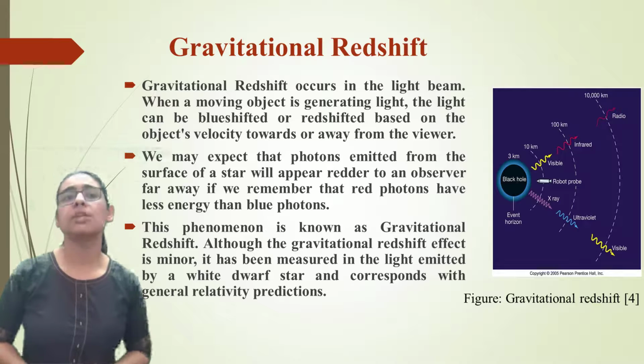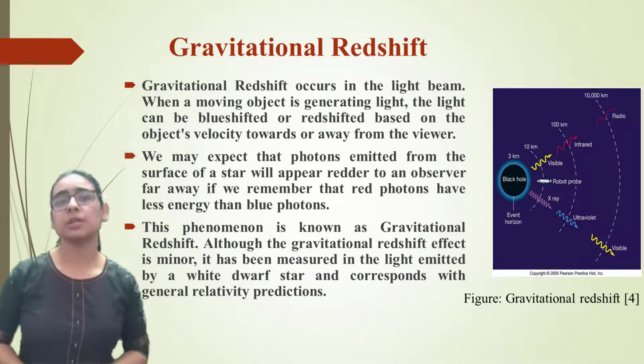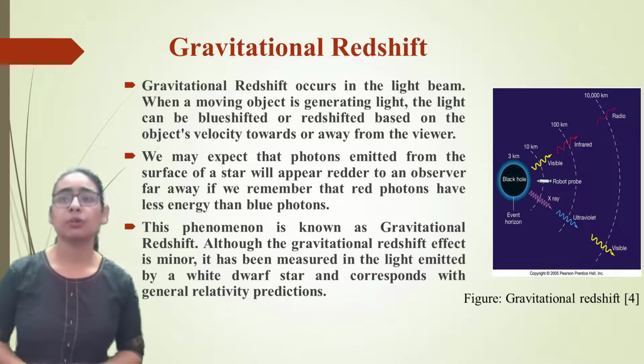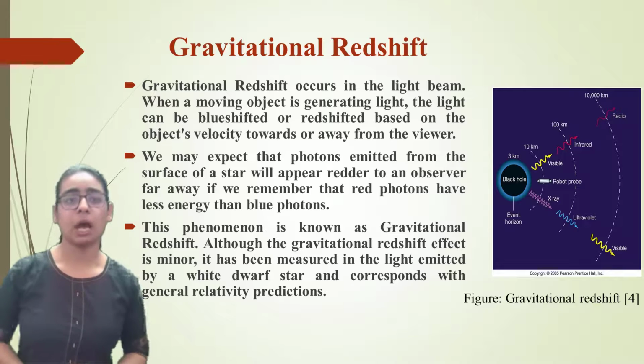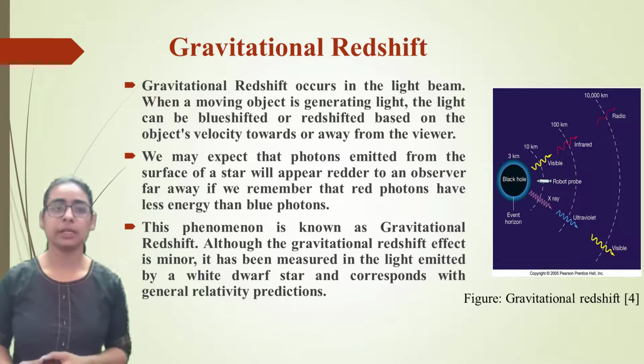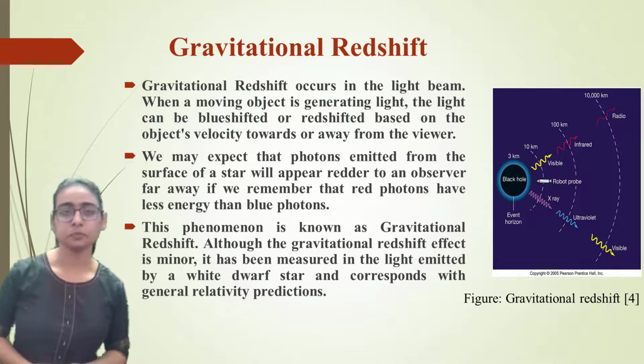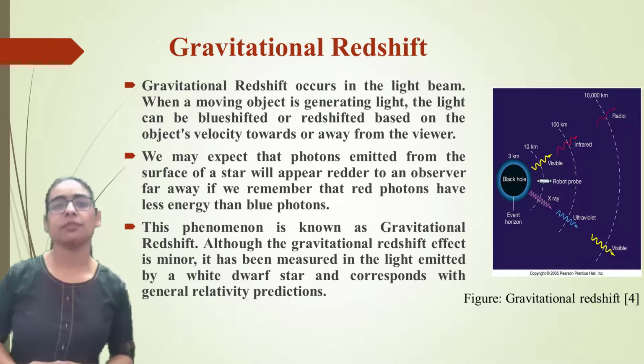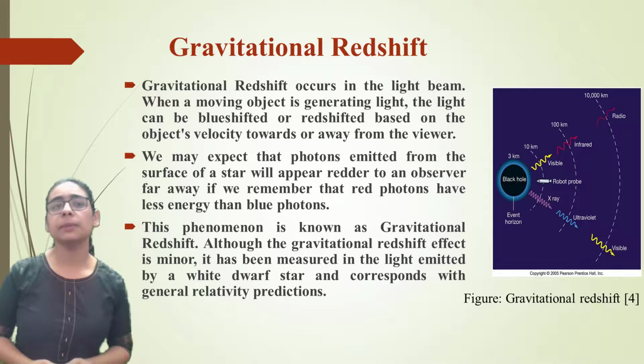To depart a planet, a star, or a region around a black hole, light emitted from deep within a gravitational well must work against gravity. The photon must convert kinetic energy into gravitational potential energy as it travels from the planet. We may expect that photons emitted from the surface of a star will appear redder to an observer far away, if we remember that red photons have less energy than blue photons. This phenomenon is known as gravitational redshift. Although the gravitational redshift effect is minor, it has been measured in the light emitted by a white dwarf star and corresponds with general relativity predictions.